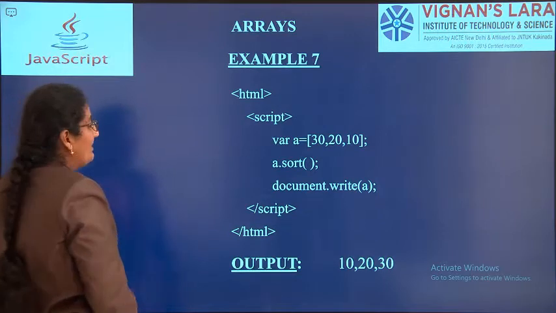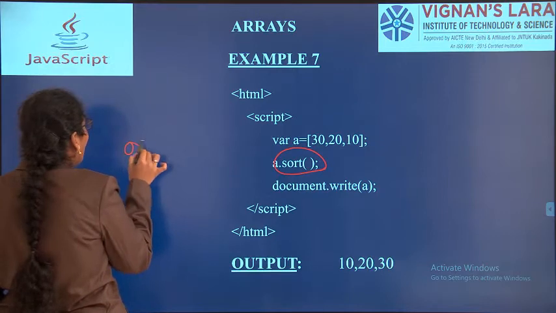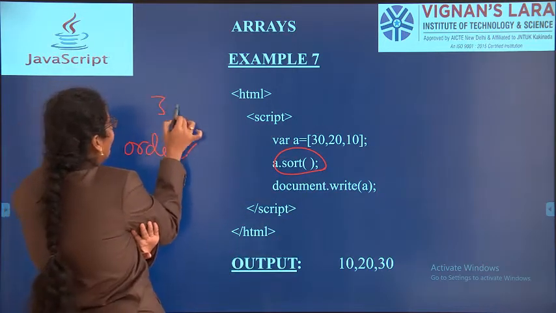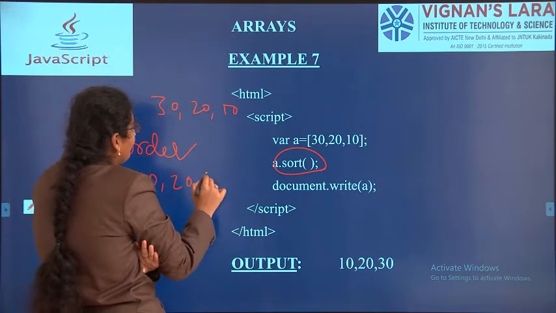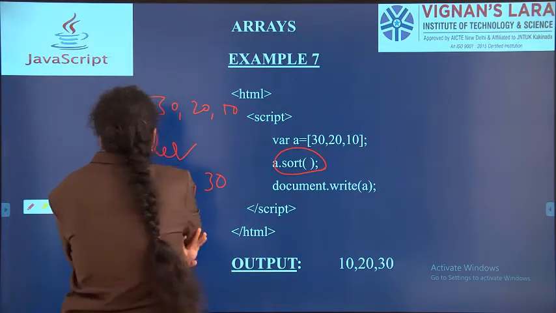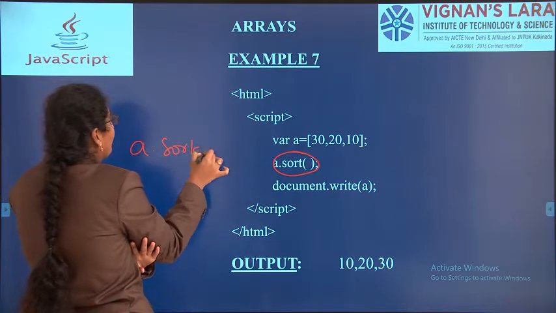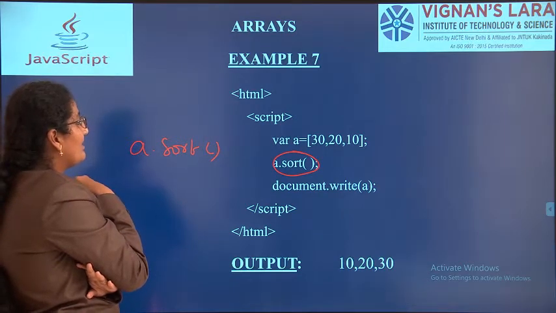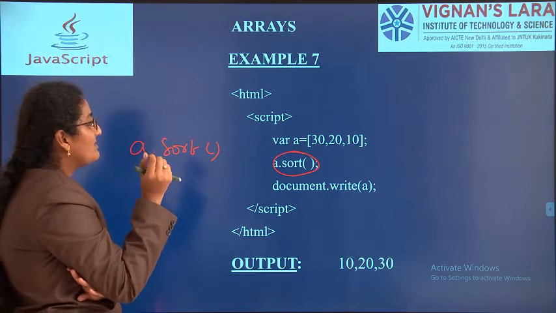So next, the last one, sort. Sort is nothing but ascending order. If you have given 30, 20, 10, in ascending order it will be 10, 20, 30. Ordering your elements in ascending order can be done with the help of the sort method. So A dot sort is the method. In the array object we have some methods, and sort is one of those methods. Why is sorting used? To arrange your elements in ascending order.